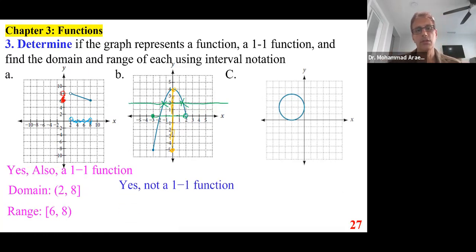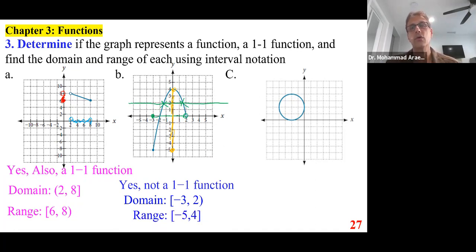So let's answer the question. Yes, it is a function. No, it is not a one-to-one function. Domain goes from -3 to +2, and 2 is not included. The range from -5 to 4, everything is included.